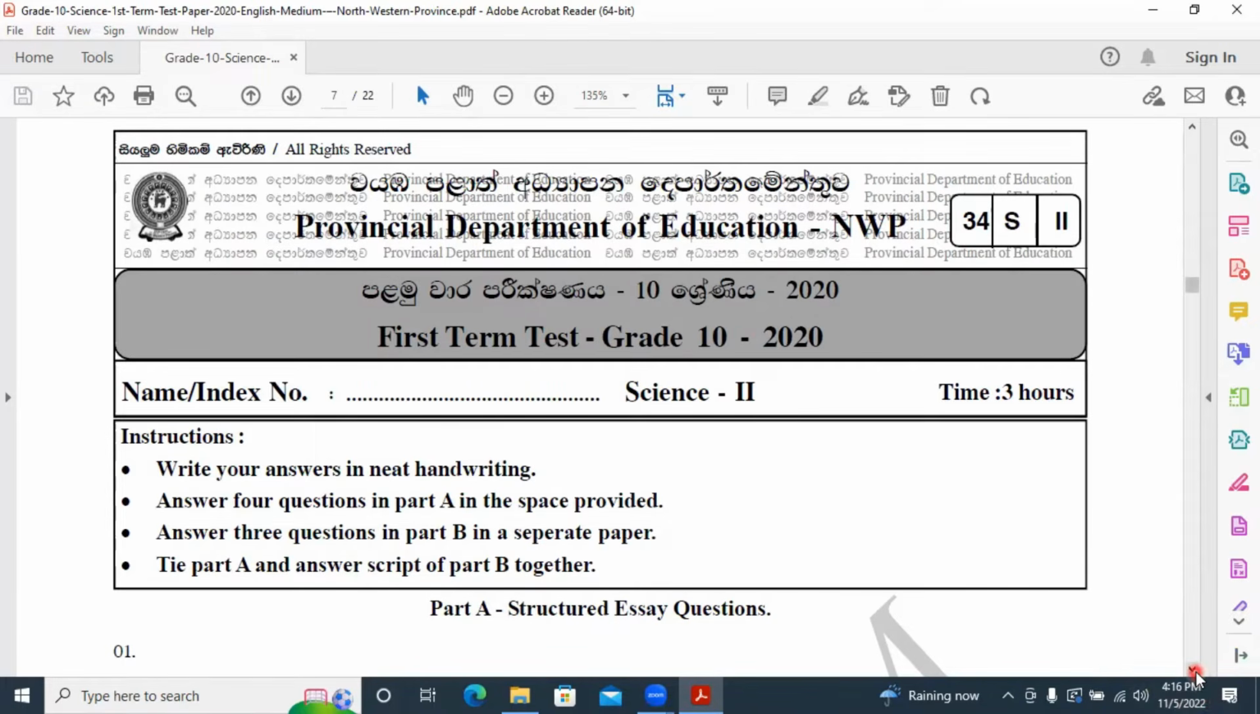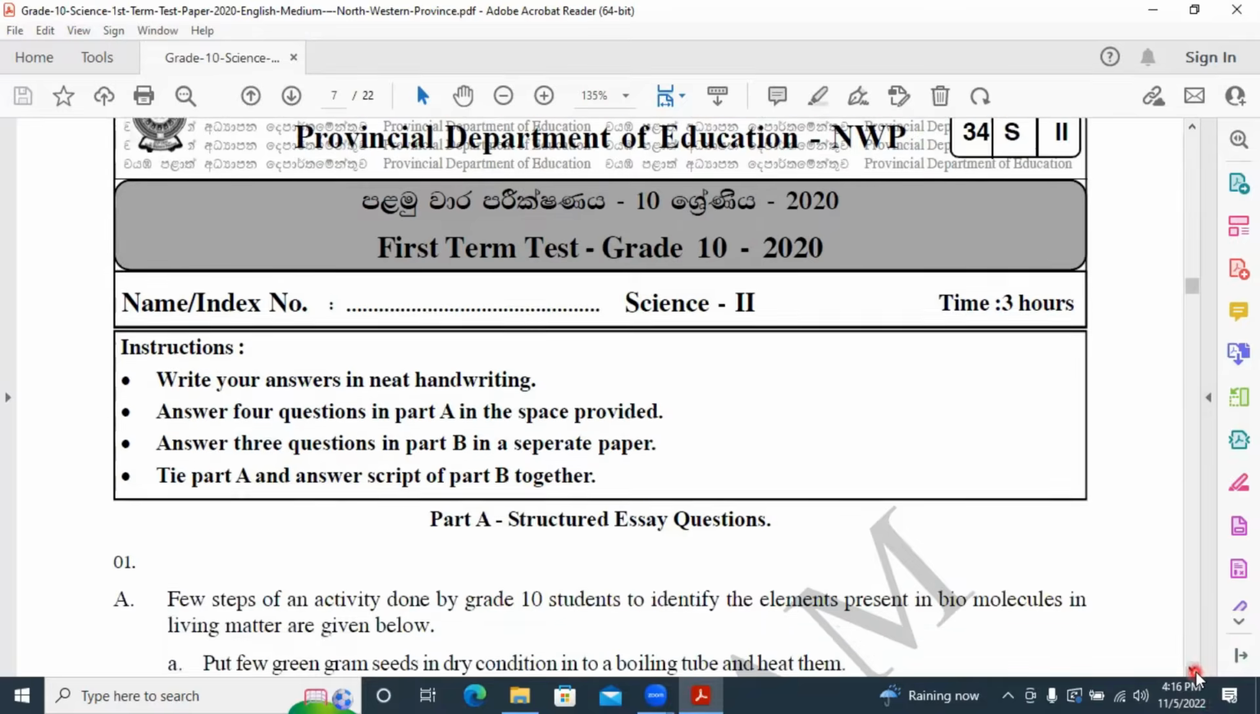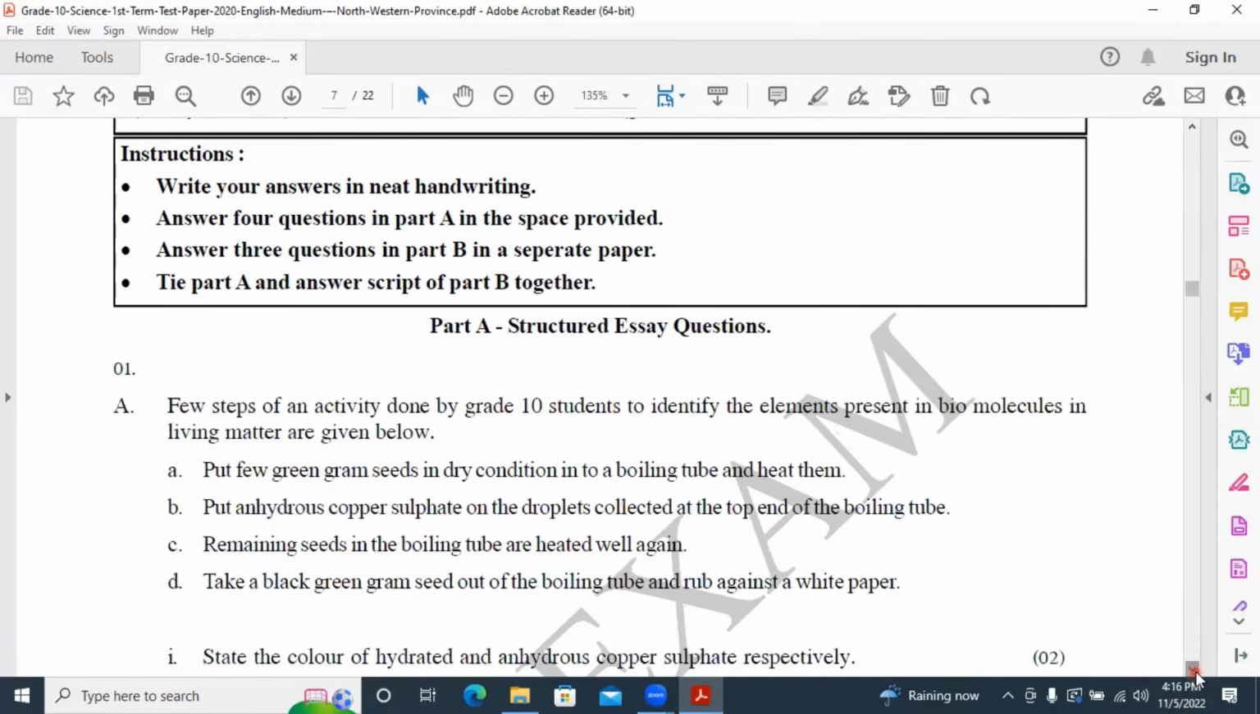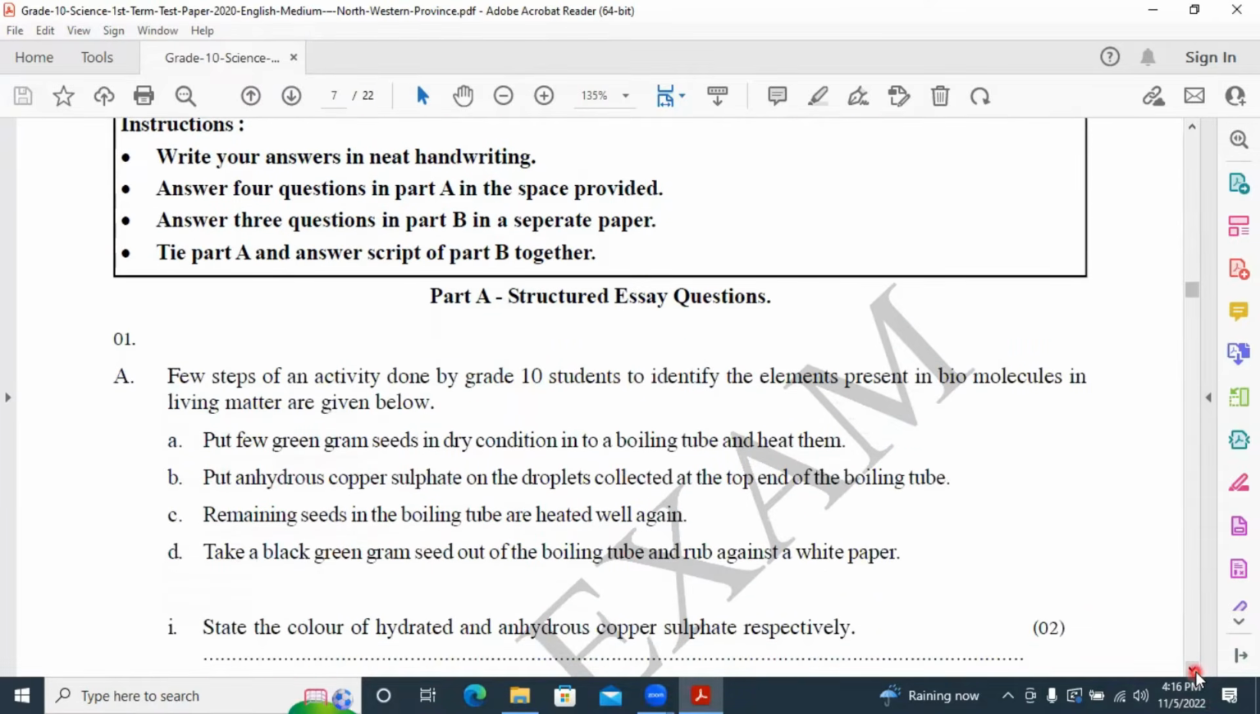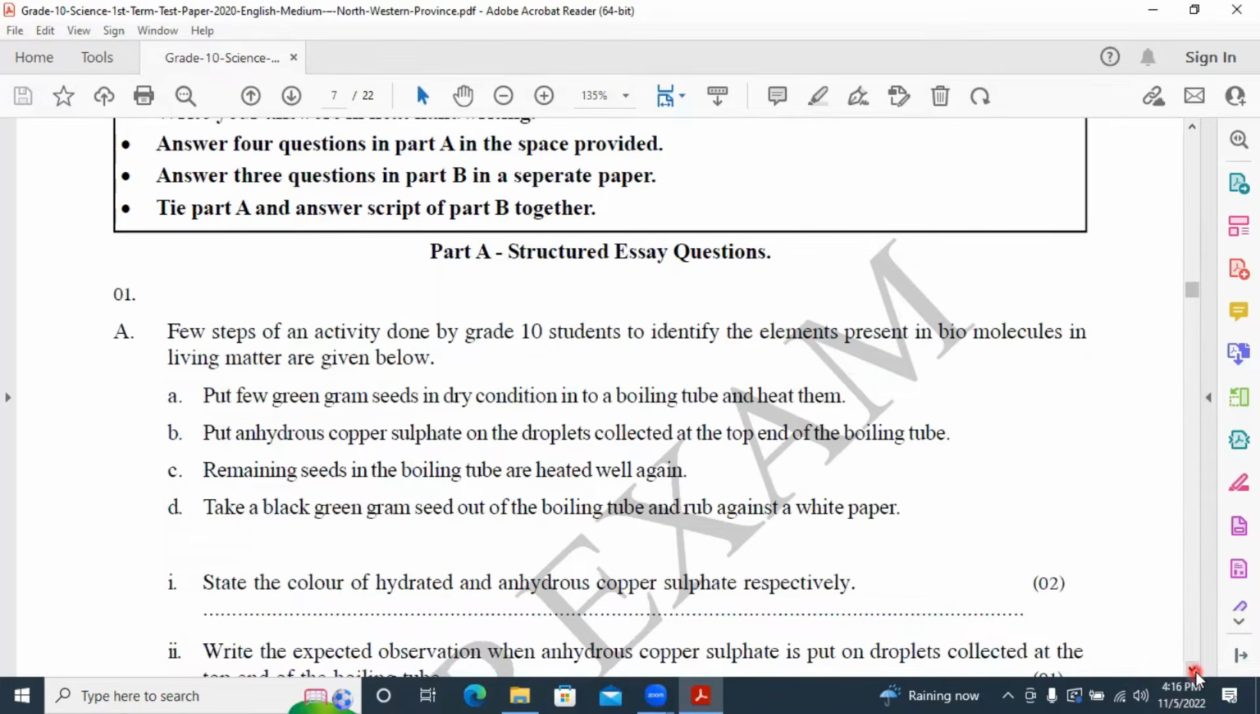It has part A and part B. In part A, there are structured essay questions. You have to do all 4 questions. Question number 1. A. A few steps of an activity done by grade 10 students to identify the elements present in biomolecules in living matter are given below.